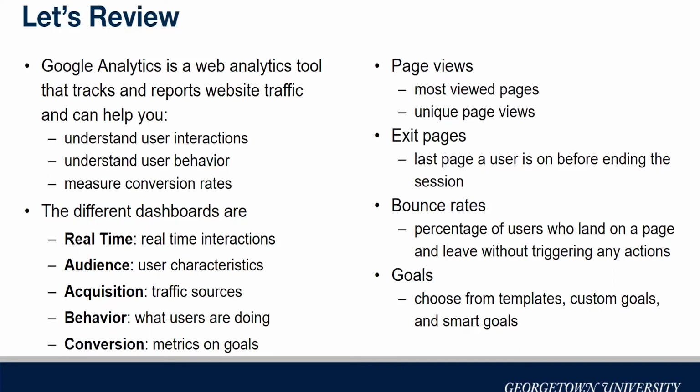We also reviewed some different vocab terms like page views. We talked about the difference between page views and unique page views. We also talked about exit pages, which again is the last page that a user is on before ending the session or leaving the site, and bounce rates, which is the percentage of users who land on a page and leave without triggering any action. And then we most recently talked about goals and the 4 different goal types, which were destination, duration, pages/screens per session, and event goals. Hopefully you all understand Google Analytics a little bit more and have some ideas about the different actions you can take with some of the information that you're learning in Google Analytics.